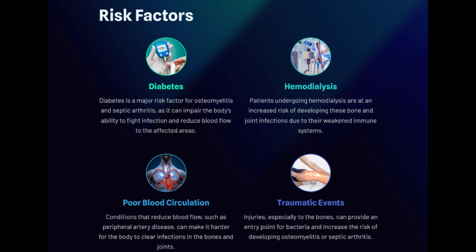As we unravel the intricate tapestry of risk factors predisposing individuals to osteomyelitis and septic arthritis, we uncover a diverse array of systemic and localized vulnerabilities that converge to elevate the likelihood of infection. Diabetes, a pervasive metabolic disorder, emerges as a prominent risk factor for bone and joint infections, exerting its deleterious effects on both the immune system and vascular health. In individuals with diabetes, impaired immune function and compromised blood flow create a fertile environment for microbial proliferation, heightening the risk of osteomyelitis and septic arthritis.